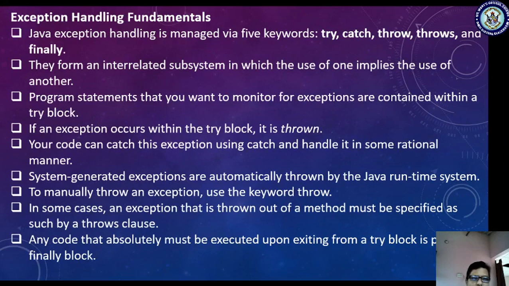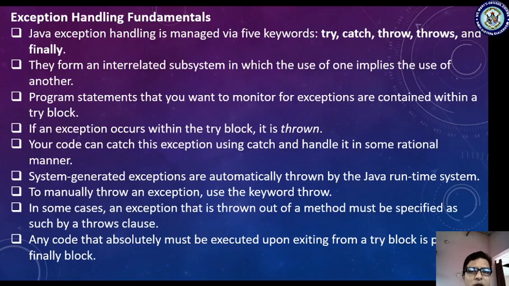Please observe here. Exception is a mechanism for identifying program mistakes, not software mistakes. Now let us see exception fundamentals. Java exception handling is managed through 5 keywords. If we want to handle exceptions in Java, we have to use these 5 keywords. What are those 5 keywords? Try, catch, throw, throws, and finally.